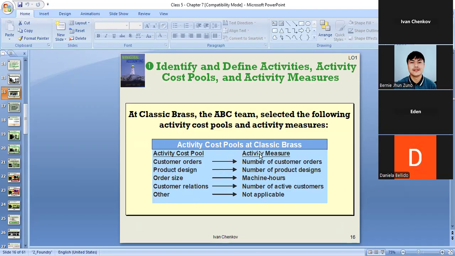So now let's see how we're going to measure those. Customer orders, we're going to measure by the number of customer orders, so we're going to use a transaction driver. Product design, number of product designs, again another transaction driver. Next one is order size, which will be measured by the machine hours. Now we have a duration driver. Next one is customer relationship, which is based on the number of activities for every customer. That's again a transaction driver. And the last one is other, which is not applicable.